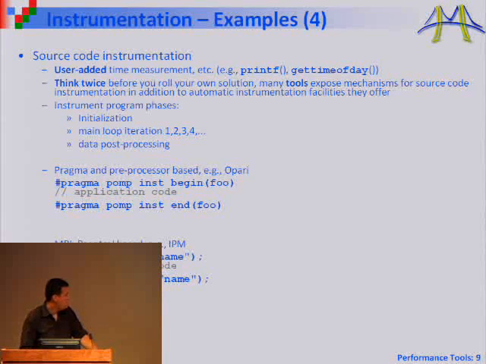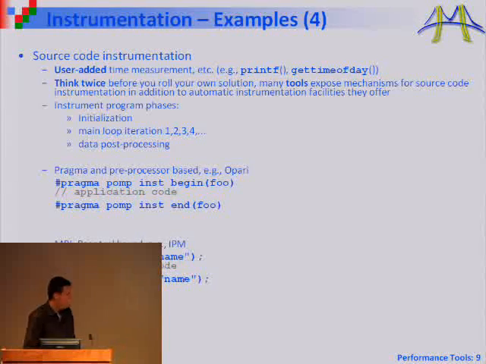And here's just an example of how this might look. Opari, that's the tool that I just briefly showed before, allows you to do this: pragma POMP inst begin and pragma POMP inst end. And in between there, you can write your own application code. And the later tool will then know that you want to delineate this application code block and call it foo, for example.